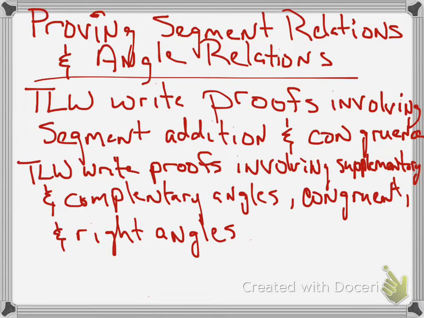Alrighty, let's get started on this one, proving segment relations and angle relations. We're going to try to combine a couple of different sections here so we can make sure we get caught up, and we're going to reinforce proofing as we go along. I'm trying to get y'all introduced to the idea of proofing and working from there. So you're going to write proofs involving segment addition and congruence, and then write proofs involving supplementary and complementary angles, congruent and right angles.